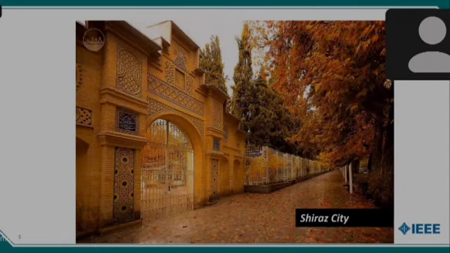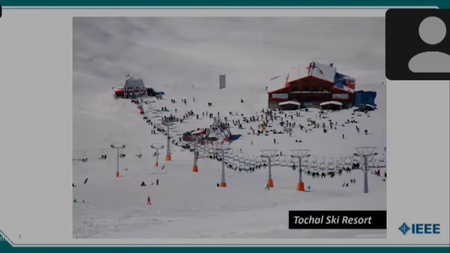Also, fall is a very beautiful season of Iran. I'm presenting in this slide Shiraz, the city. Maybe you have heard about it. This is the fall of this city. Next slide. And also we have the winter, and you can see in a slide one of the resorts.